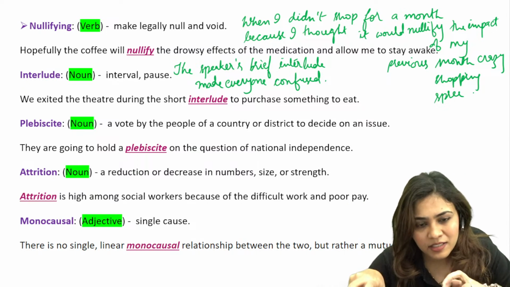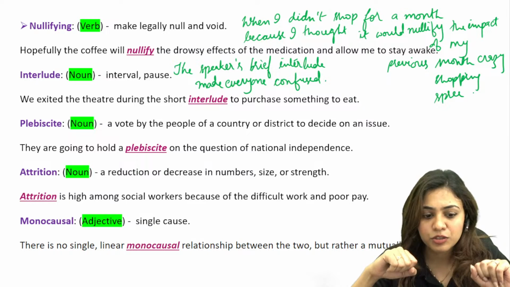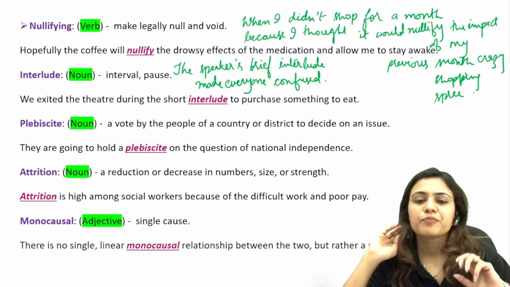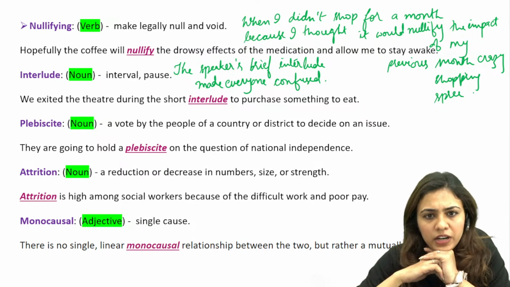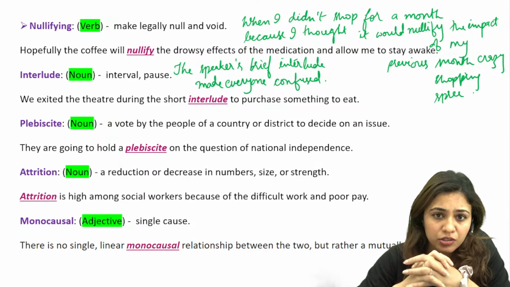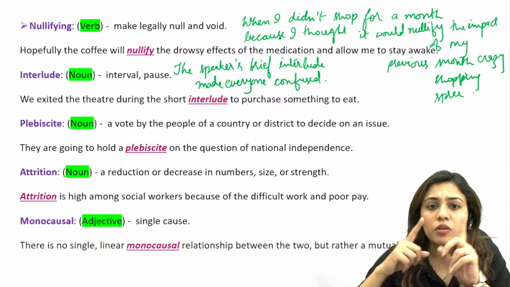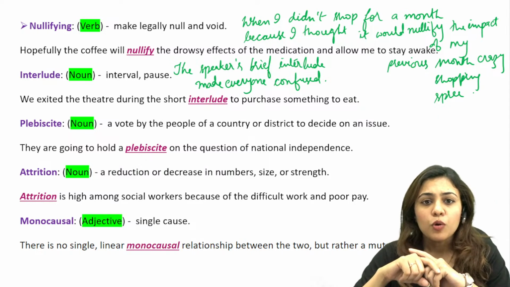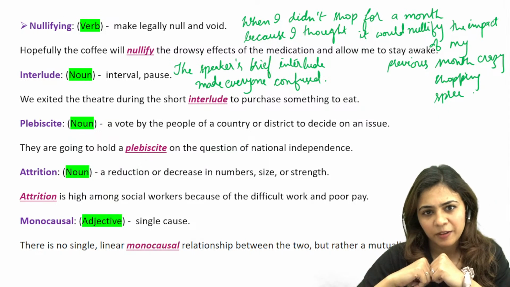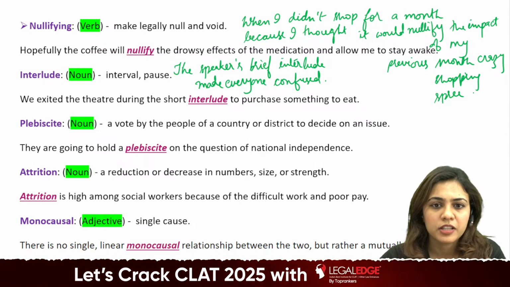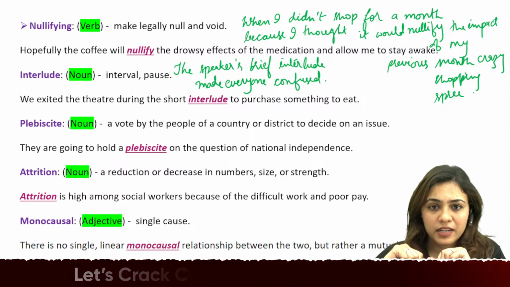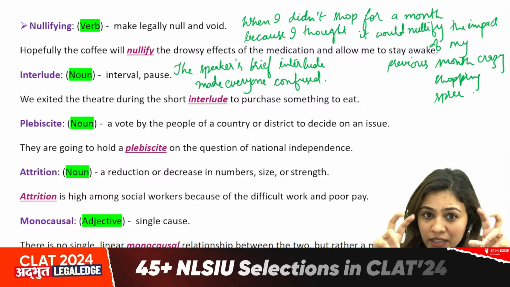And plebiscite is actually a word which is closely related to plebeian. Why? देखो यहाँ पे जब हम उसका मीनिंग पढ़ते हैं तो हमें समझ में आता है कि it's a vote by the people of a country or district to decide on an issue. तो जब लोगों का जो वोट रहता है उसे काफी वैल्यू दी जाती है. Okay, wherever the government is trying to make a decision about something. So that is plebiscite. Okay, so people's vote.